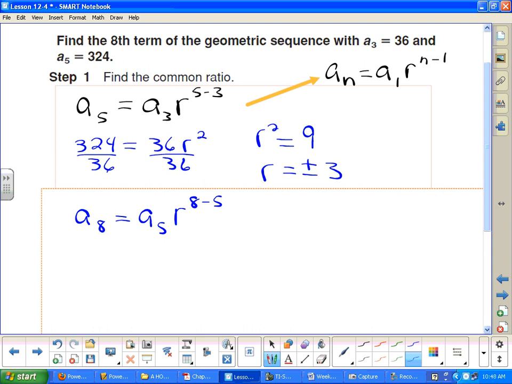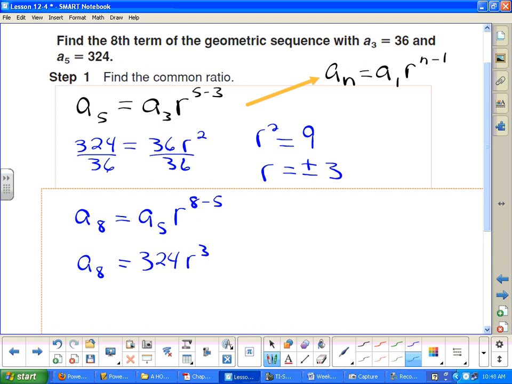Okay, so I can put any numbers here as long as I have those same numbers in the exponent. So a sub 8, don't know what that one is, trying to find it. A sub 5 is 324. And then I have r cubed. Okay, now let's think about it. Okay, if I cube 3, what do I get? 27. If I cube negative 3, what do I get? I get negative 27, right? Okay, since it's to the third power.